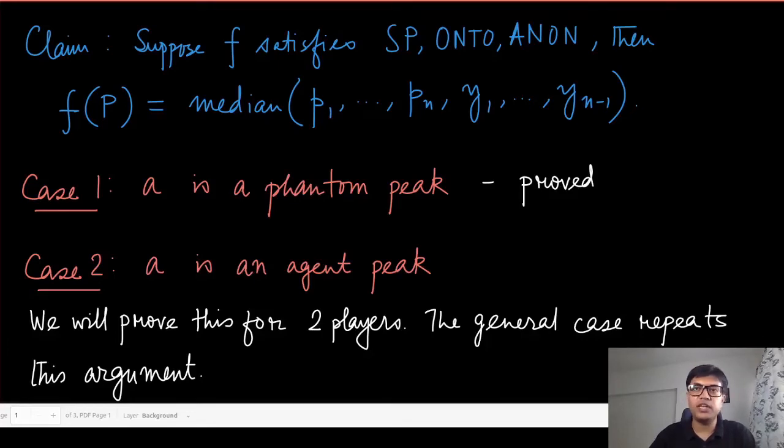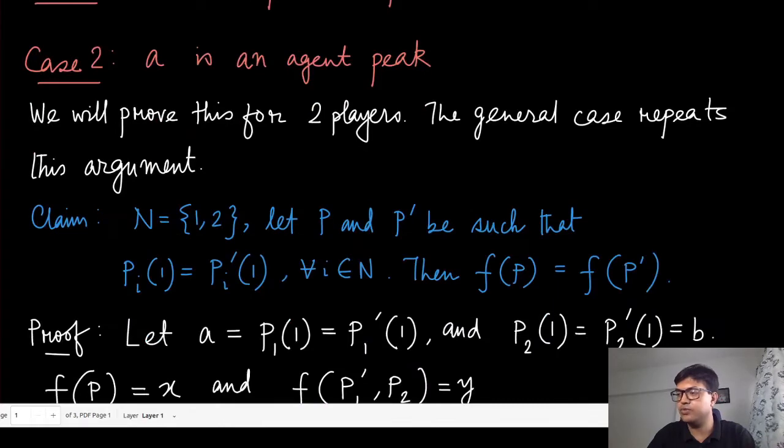Let us now prove the other case of this proof, where the median of all these peaks, the agent peaks and the phantom peaks, is an agent peak. So one of these here. What we are going to do is prove this for two players, only two players. The general case is a little non-trivial extension, but the idea of this proof remains the same. I'll provide the references if you are interested in reading that general proof.